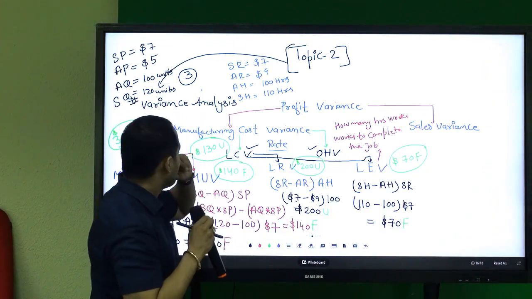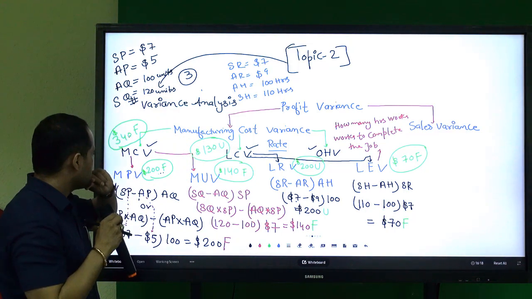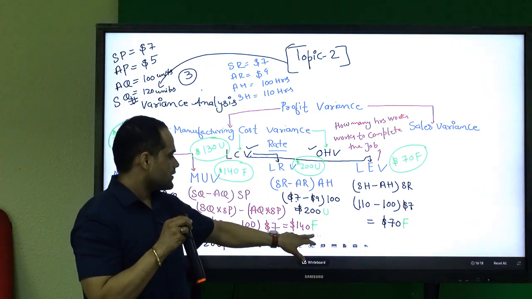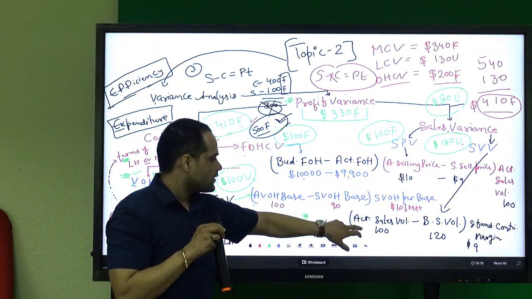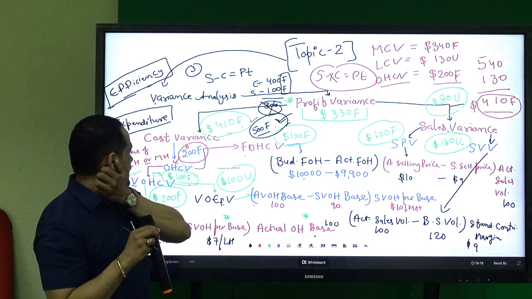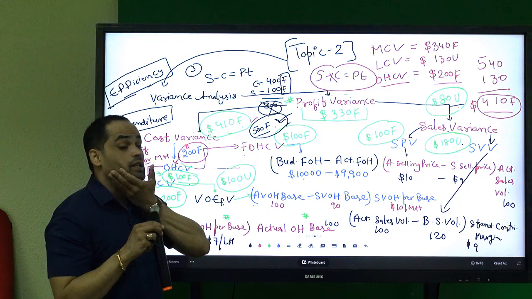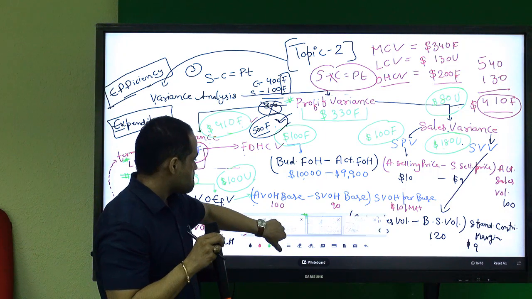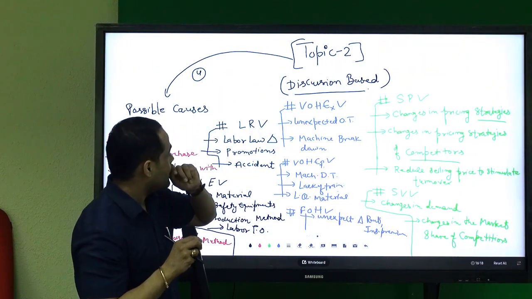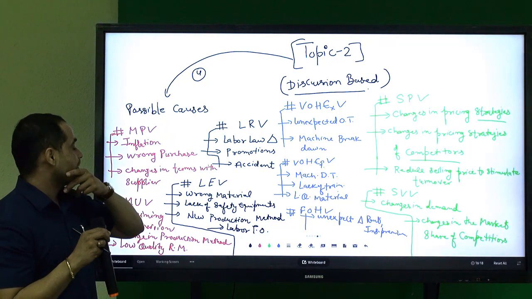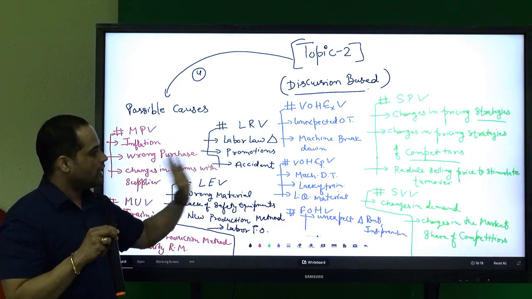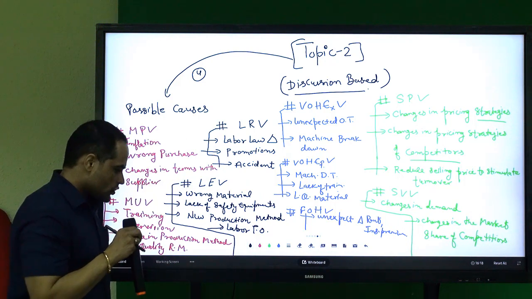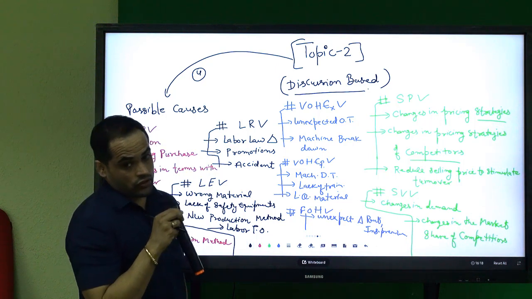Next is variance calculations, right? So material cost variance, labor cost variance, and the overheads, right? So overhead variance, and then two variances come from the sales variance. Right? And the last one is of course possible causes. So possible causes, all the 8 or 9 variances that we studied in this book, right? So that's the end of the topic.